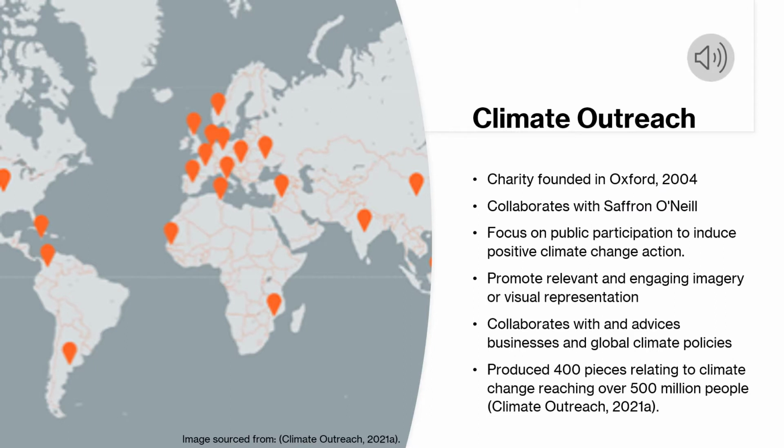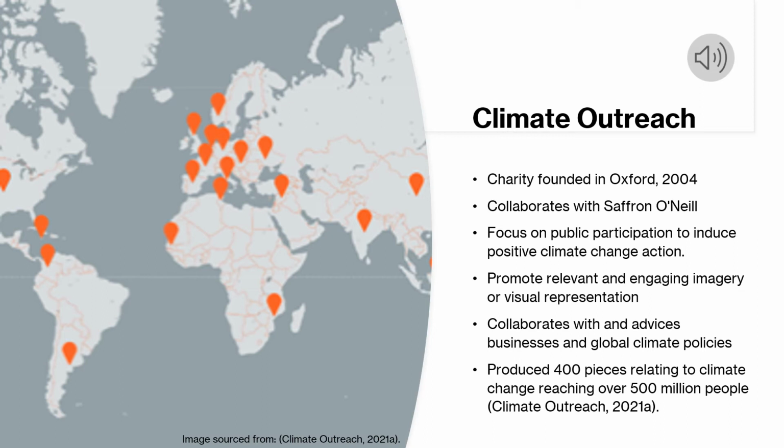One of Saffron O'Neill's collaboration projects is with a charity called Climate Outreach. Climate Outreach was established in 2004 in Oxford to further involve the public with climate change. They endeavour to put people at the centre of their research in order to ensure a long-lasting impact in addressing climate change. This means that the issue is addressed in ways that relate to people's personal identity and values. This ensures a greater understanding through effective communication.